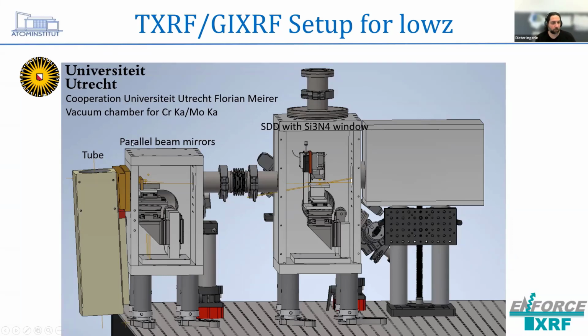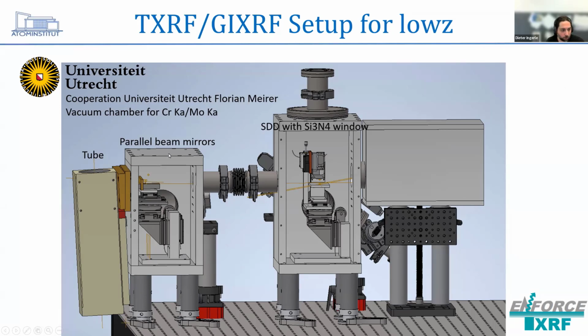The idea here is again to have a chromium tube or chromium anode for the excitation of light elements, in this case actually down to carbon. And on the other hand, also maybe change to molybdenum for excitation of other elements. In this case, of course, you have to change the tube, but here it's already foreseen that you can move between different mirrors.